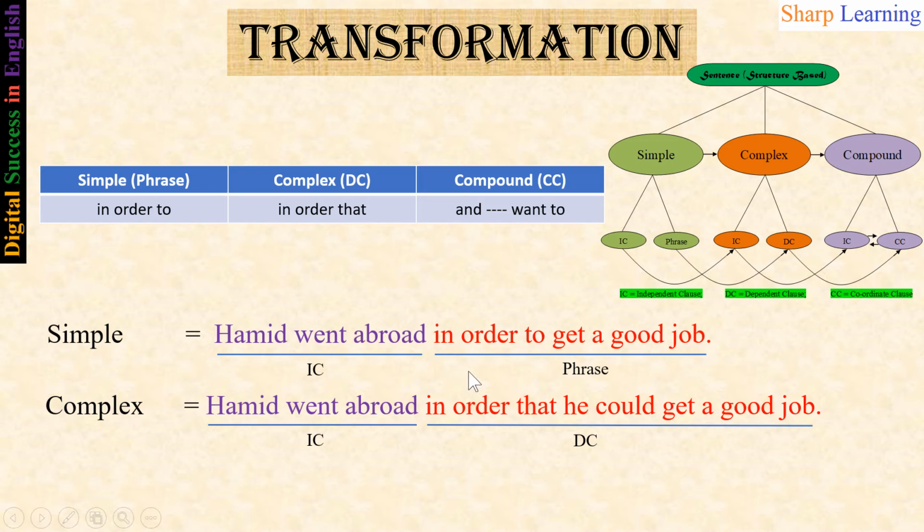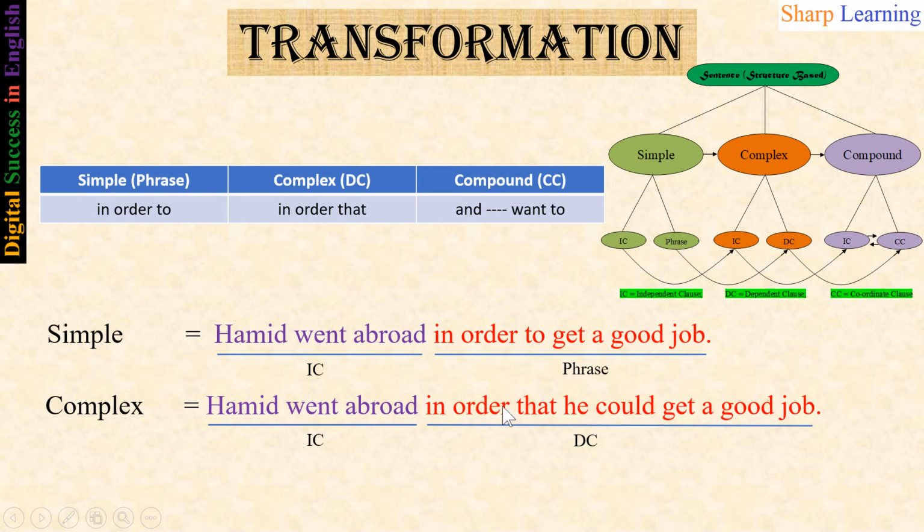See here, in order to get a good job, it was a phrase in simple sentence, but in complex sentence we have made it a DC. Instead of in order to, you have used here in order that, or so that you can use, no problem. Then from Hamid, this subject in IC we have taken this subject he.